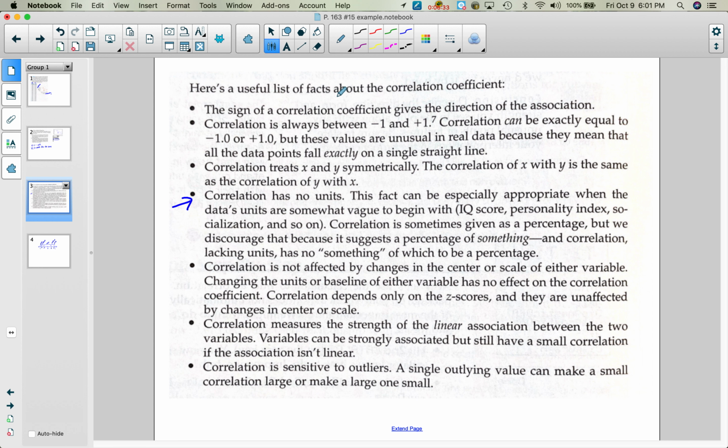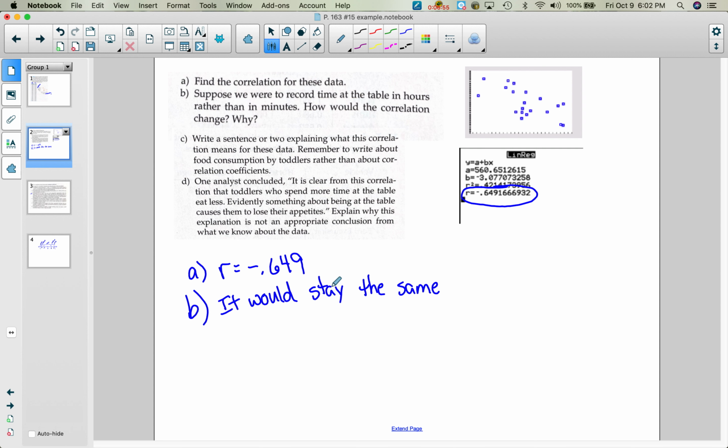If you go through and look at all these things, correlation is not affected by changes in the center or scale of either variable, and that's really what we would be doing. We would be changing the scale. Changing the units or baseline of either variable has no effect on the correlation coefficient. So it would stay the same. Changing units doesn't change the correlation.